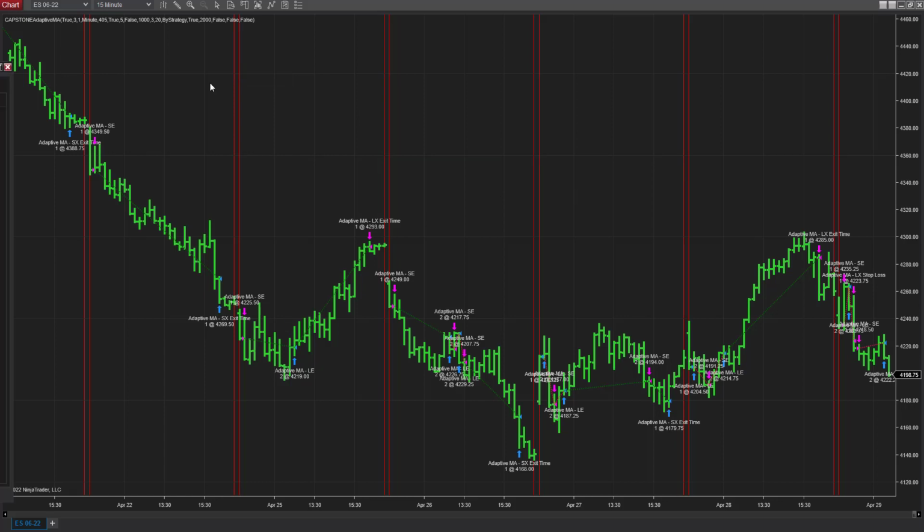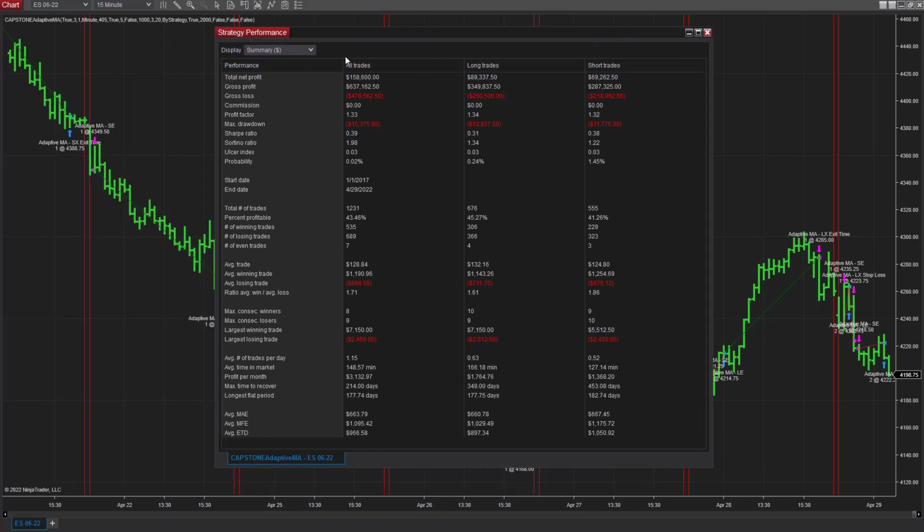If you take a look here, here are the results in NinjaTrader without slippage and commission. You have $128 average trade profit. This trades the E-mini S&P during the day session only. It exits before the close, so it's a day trade strategy for the E-mini S&P. Works in TradeStation, NinjaTrader, and Multicharts.